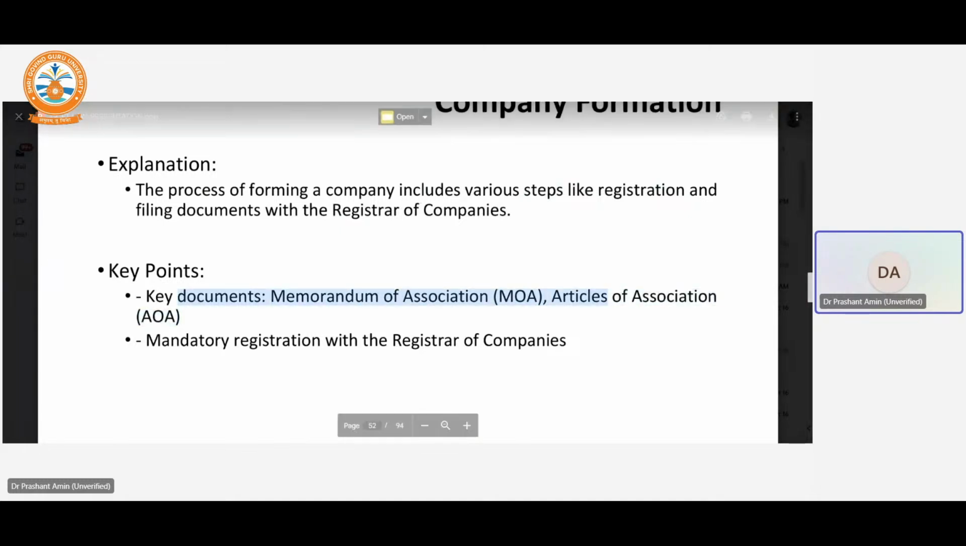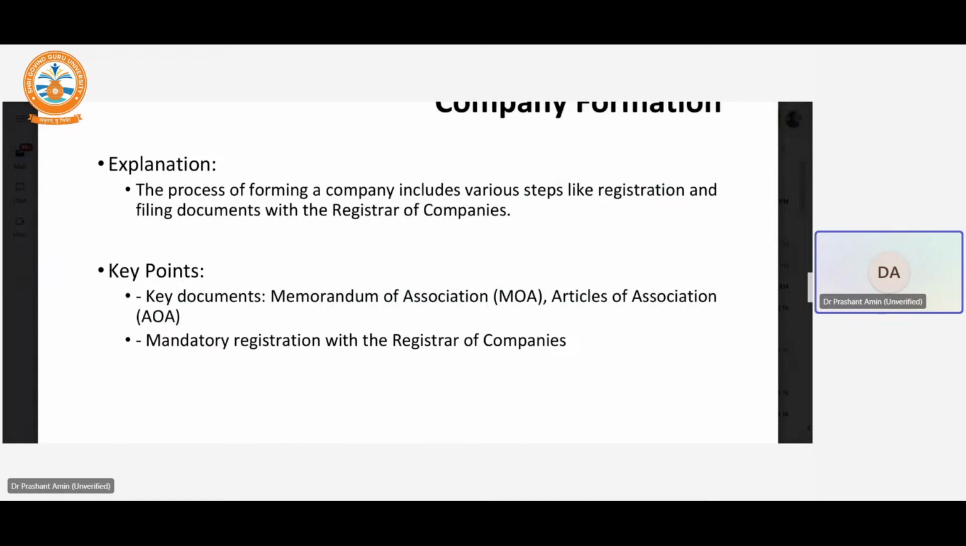Everything can be defined in the Memorandum of Association: who is the owner, where is the office, who are the independent directors, dependent directors, who will govern, where the plant is, where the registered office is, and everything, right? Memorandum of Association and Articles of Association are the two main documents through which the company is formed, and mandatory registration with the Registrar of Companies has to be done.